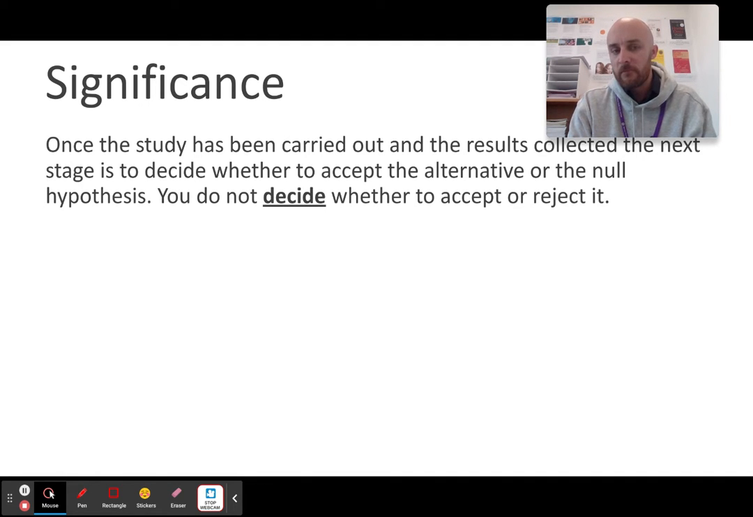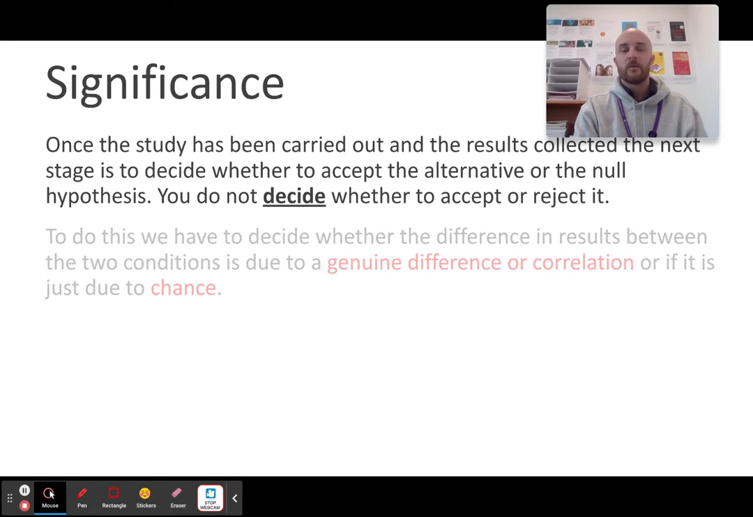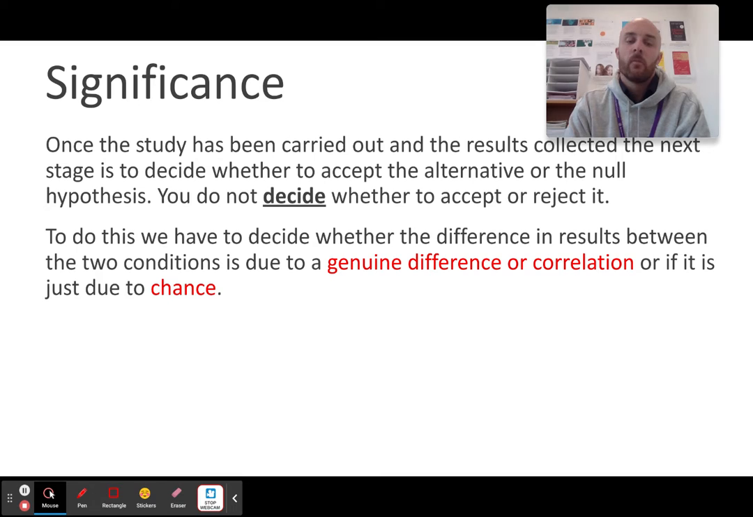This is pretty much what I've said already. Once a study's been carried out and the results collected, the next stage is to decide what hypothesis to accept and reject. Do you accept the alternative hypothesis and reject the null, or do you do vice versa? And you don't just decide whether to accept or reject it. We put our data through a test to see if what we have found is a genuine difference if you're doing an experiment, or a genuine relationship if you're doing a correlation.